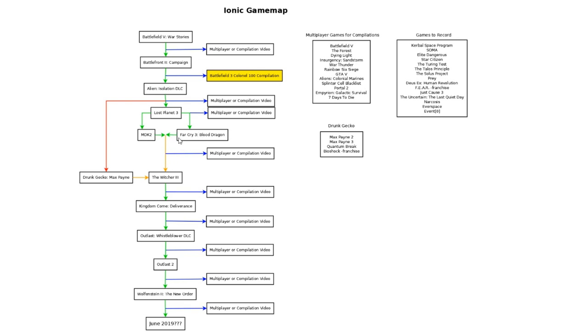Far Cry 3, and then after that, again, a chance for multiplayer compilation stuff. And I made these orange, these lines, because I can't play The Witcher 3 until I've played through this, edited it, and everything, as well as finished the Drunk Gecko on Max Payne, the first one. Once those are done, then I have opportunity to play a game, really, from a genre that I barely ever touch, which is, you know, The Witcher 3.